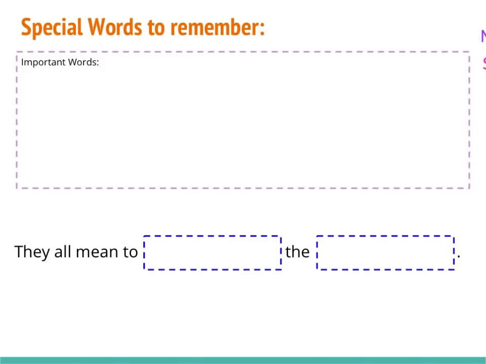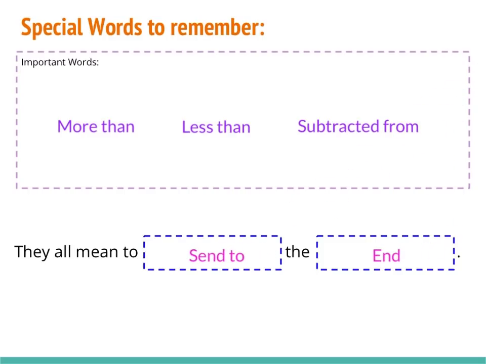So first things first, when we're talking about translating, we have some important words to remember. Important words for us are going to be more than, less than, or subtracted from. Anytime that we see those words, we know that means to send that thing to the end. So when we're building an expression, turning different letters and words into numbers, any time that we see more than, less than, or subtracted from, we know we're going to be moving that thing to the end.